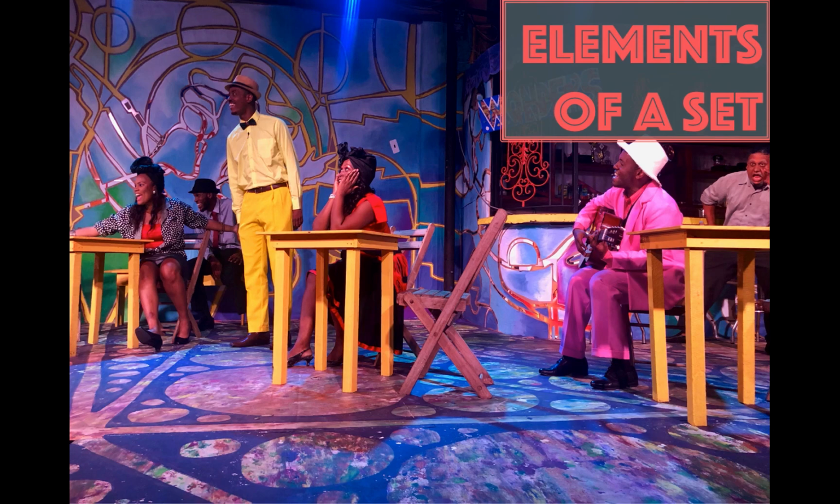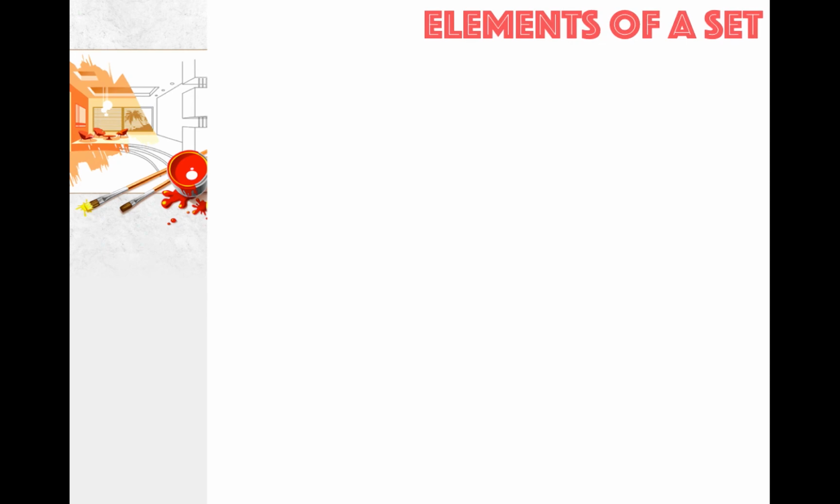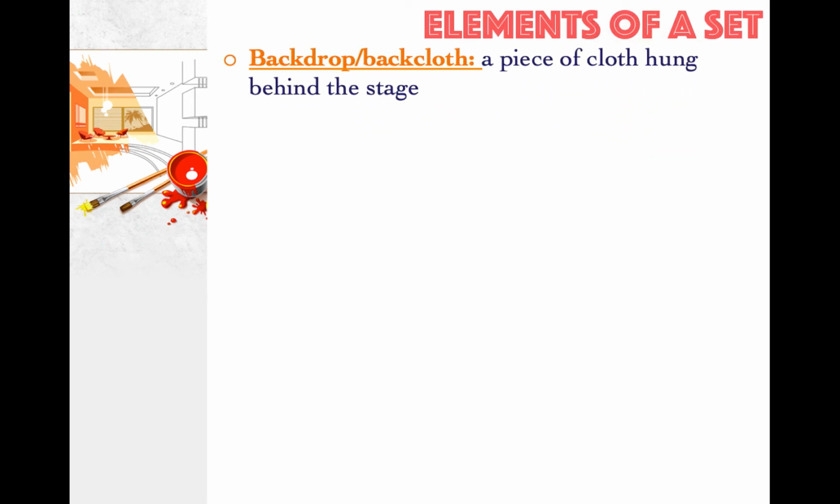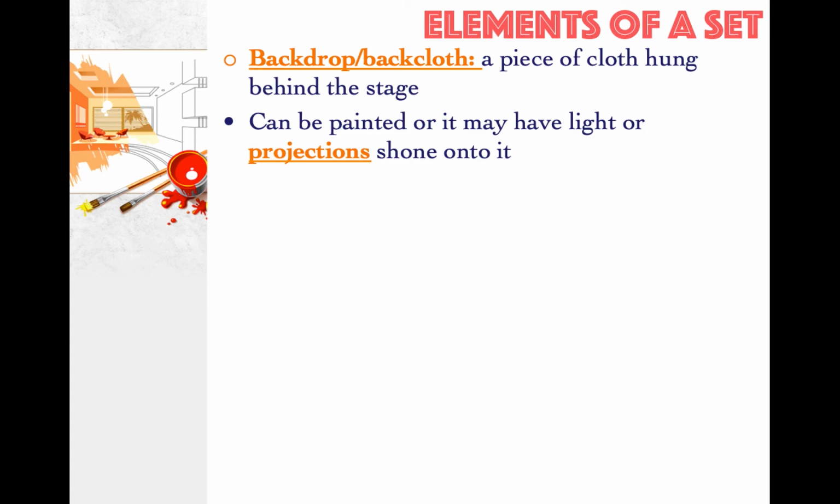Okay, so let's look very briefly at the elements of a set. This first one we're going to look at is the backdrop or backcloth, which is quite easily just a piece of cloth that you hang at the back. It drops, so it's a cloth at the back. So you either paint it like a mural or you just have light or projections shown onto it. And projections are very common, especially in modern theater now, because it's all about technology. And of course, projections are free as opposed to having to build a set, which will cost money.